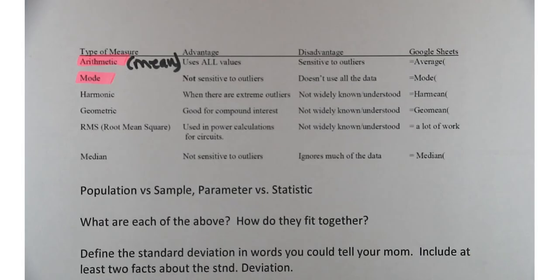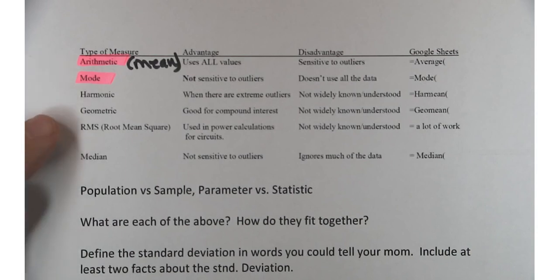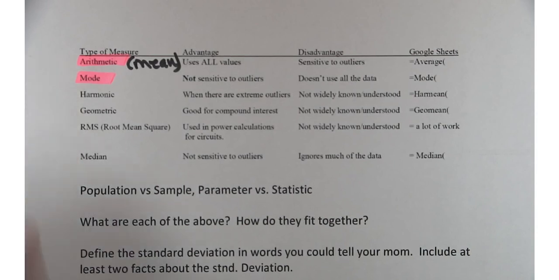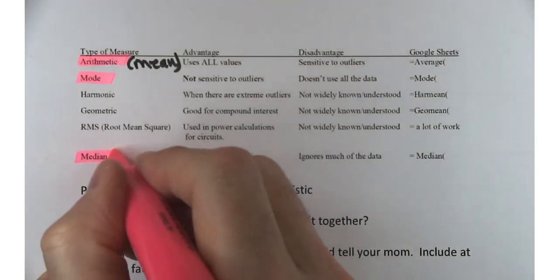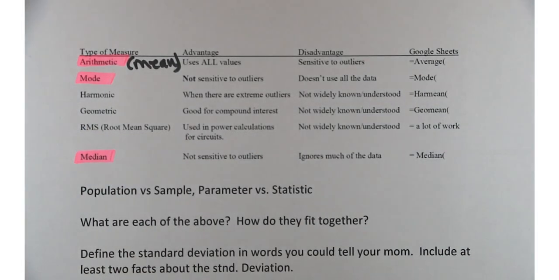Yeah, well done. What data point is repeated most frequently? So there's your mode. And of the things that I covered here, there's one more that I'd like you to know, and that's the median. What's the median? It's the center. Dead center.